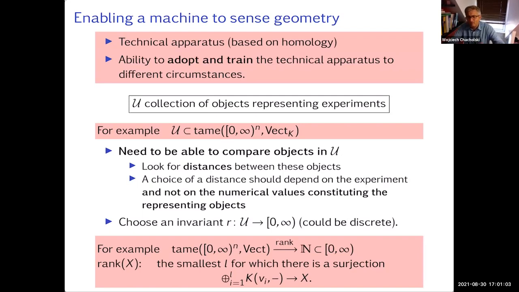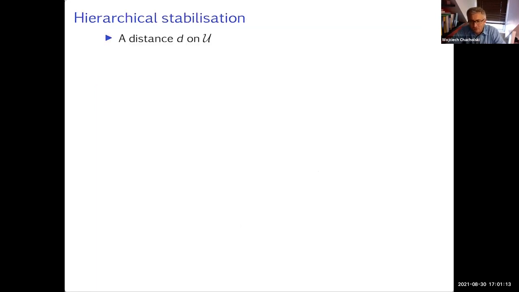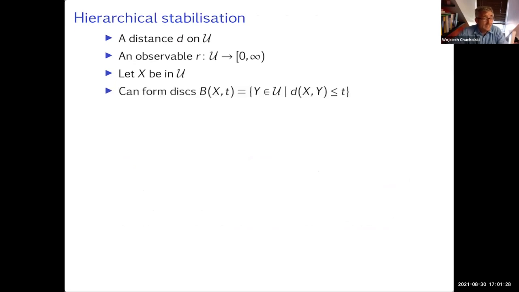Remember that we are in this unknown universe, so we should have these sort of simple invariants, counting invariants. Okay. So now what do you do? You have the distance, you have an observable. So how can we analyze our data? Well, because we chose a distance, for any representing object we can consider disks around these objects.